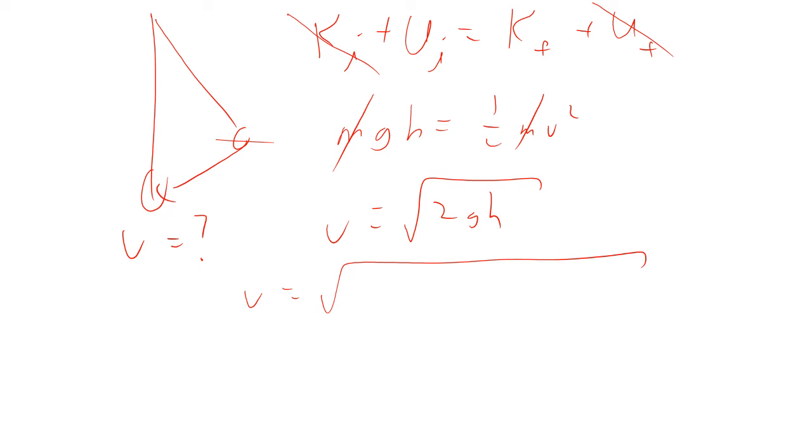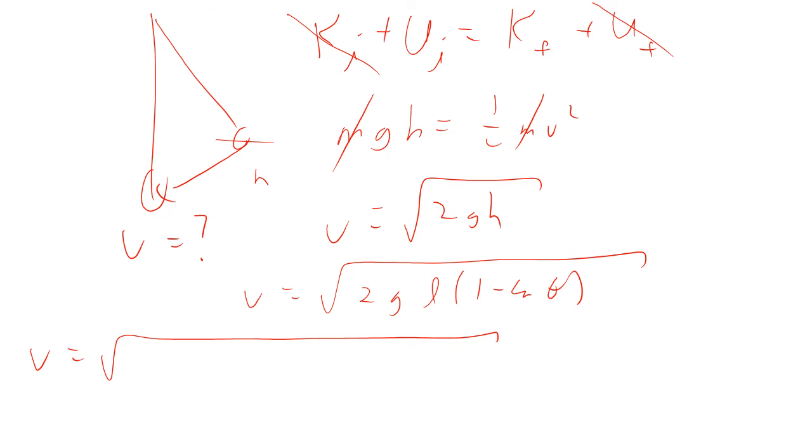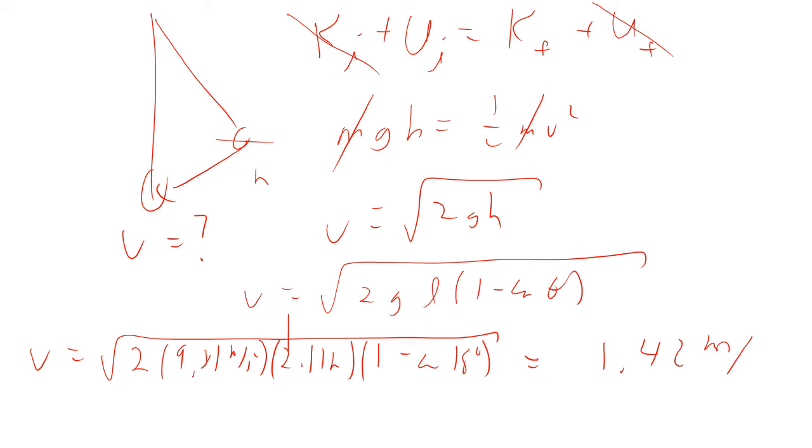So h, that height right there, is going to be equal to L times (1 minus cosine θ). And so the velocity will be the square root of 2 times 9.81 meters per second squared times 2.11 meters times (1 minus cosine 18 degrees). And so that comes out to be 1.42 meters per second, by conservation of energy. So, pendulum problem.